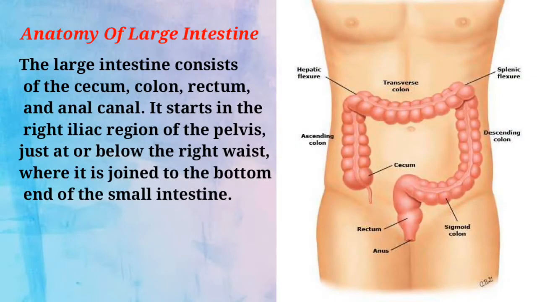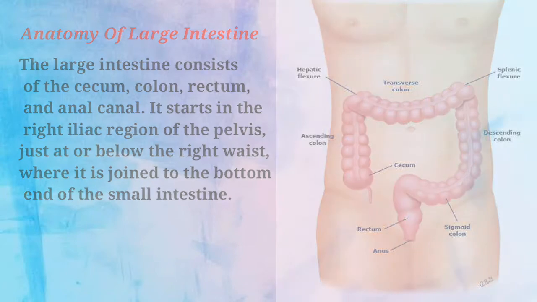The large intestine consists of the cecum, colon, rectum and anal canal. It starts in the right iliac region of the pelvis, just at or below the right waist, where it is joined to the bottom end of the small intestine.